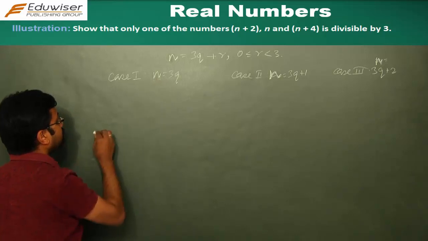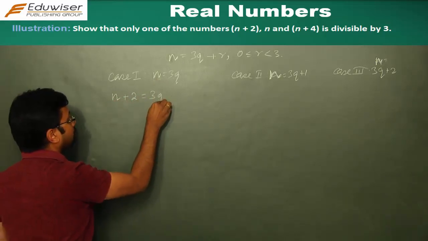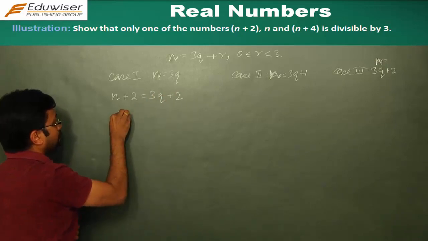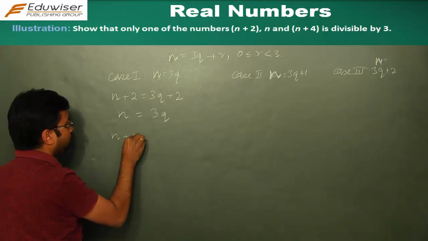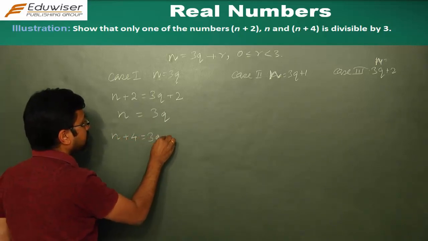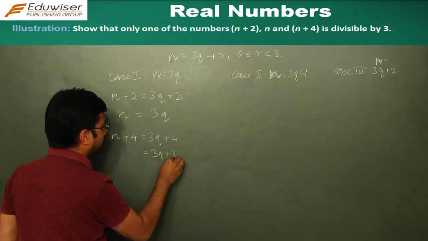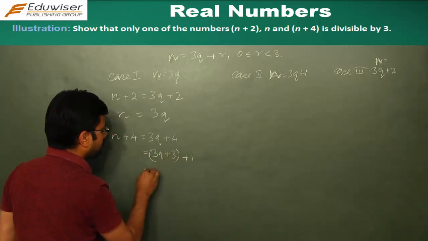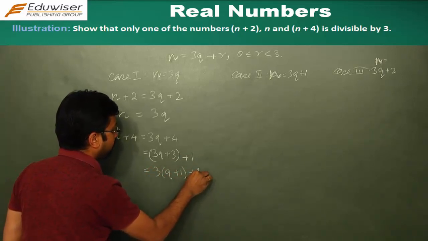So if n is 3q, what will n plus 2 be? It will be 3q plus 2. What is n? It's 3q. And what is n plus 4? It's 3q plus 4, which is equal to 3q plus 3 you put aside and 1, which makes it 3q plus 1 plus 1. Why I did it, I'll just explain.